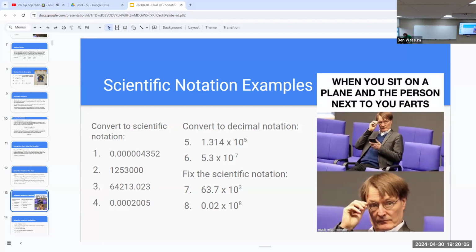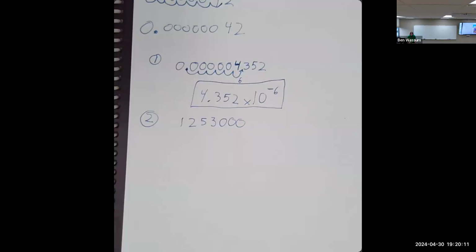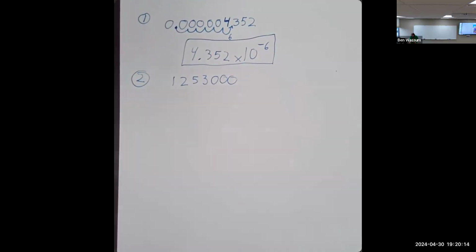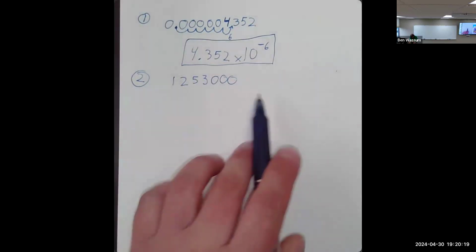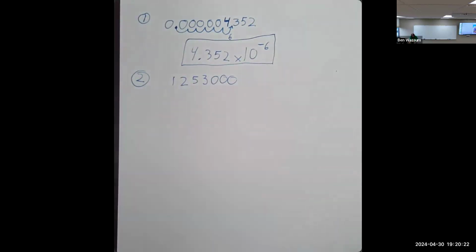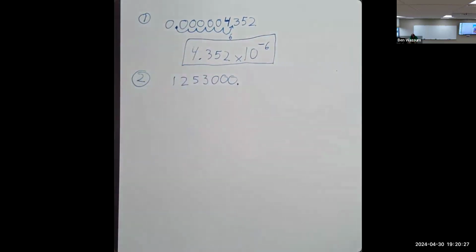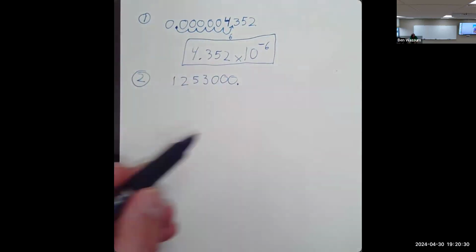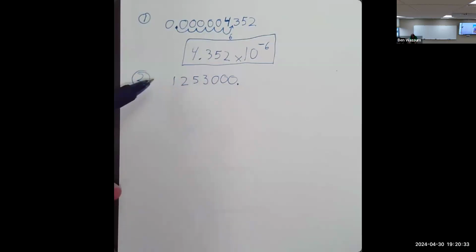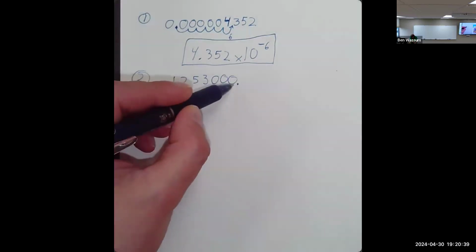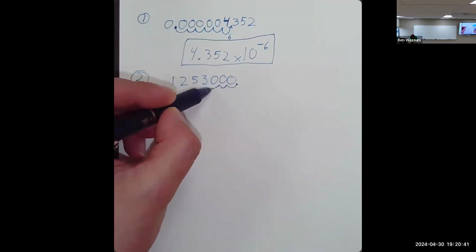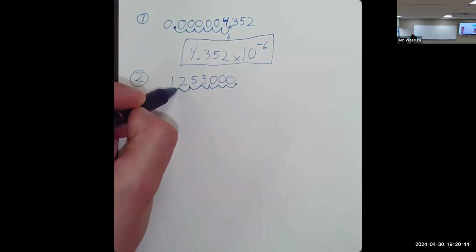Now we got 1,253,000. How exciting. So this one doesn't have a decimal, but we know where it would be, right? It'd be right over here. So we put our pen there. And to get this into scientific notation, again, we're going to move however many times to get one digit before the point, the rest of our digits after, for scientific notation. We're just going to move 1, 2, 3, 4, 5, and 6.